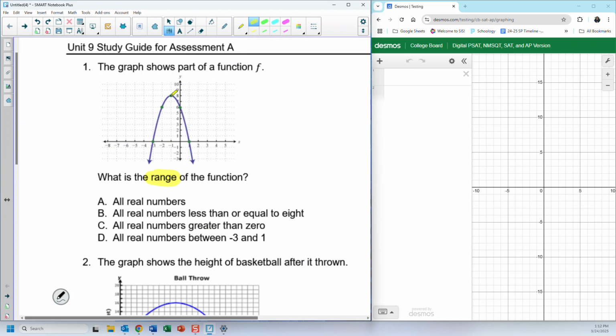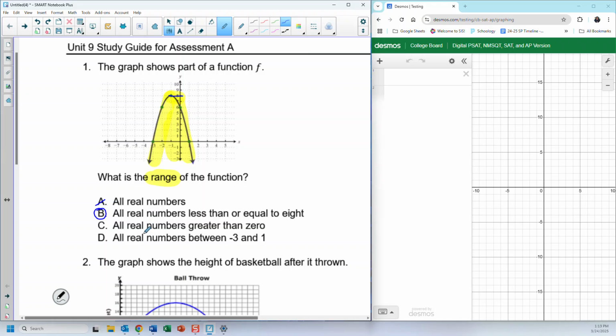So it looks like my range is all real numbers going less than 8. Okay, so that's the 8. That's the range right here. So from 8 and then down. So it's not all real numbers, because all real numbers means it's going down and also it's going up. And B says all real numbers less than or equal to 8. That's exactly what it is.